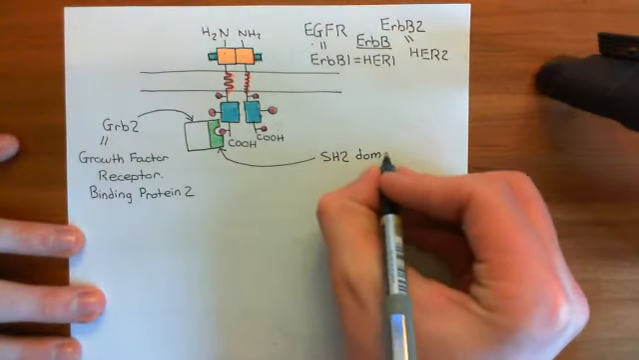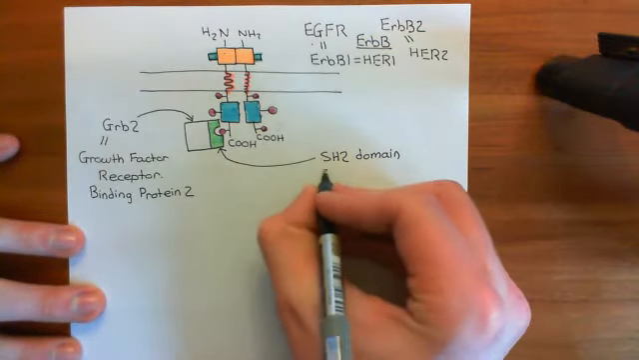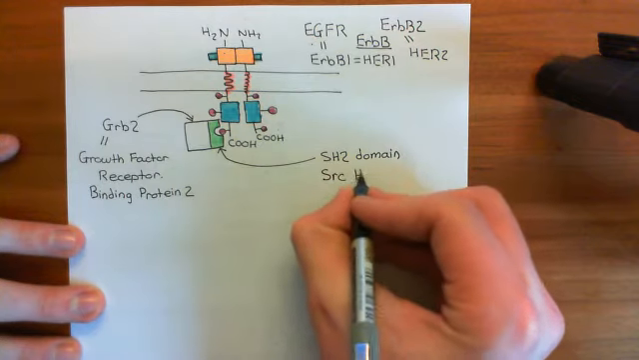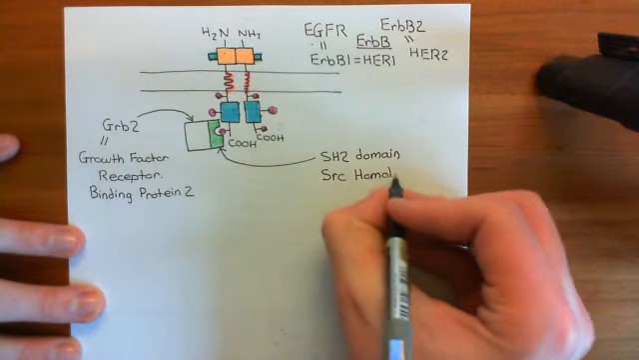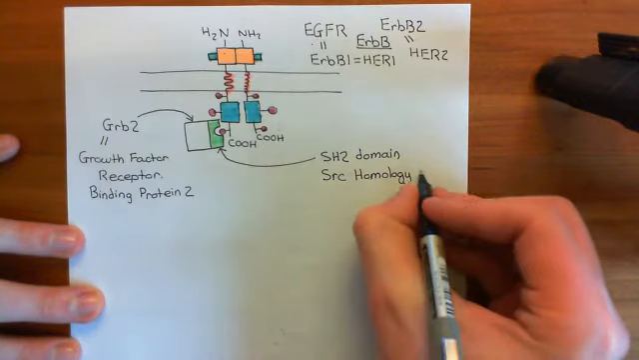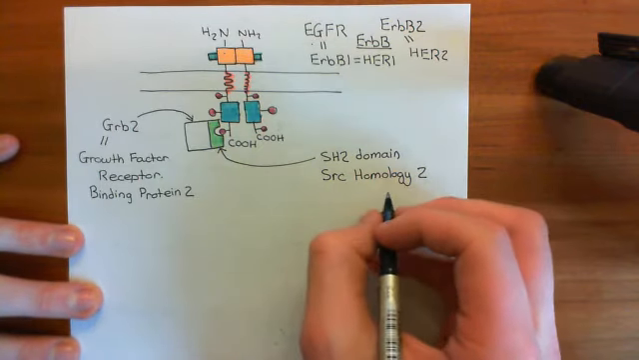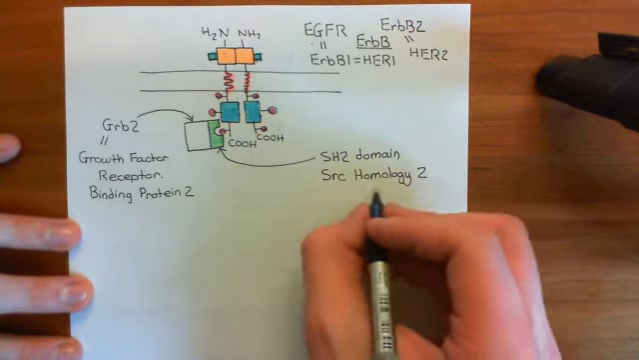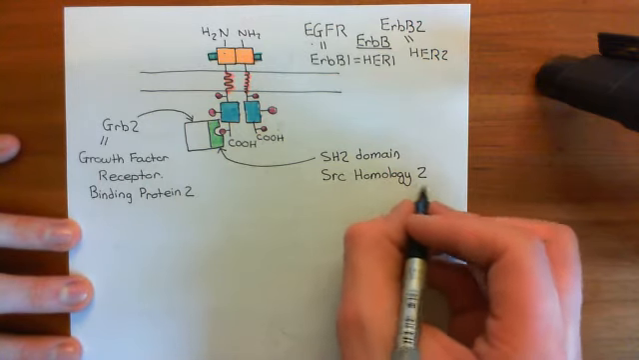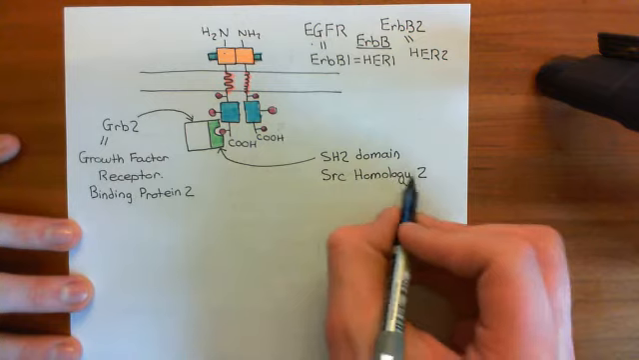Now, what does this stand for? This stands for Src homology. So the S is for Src, the H is for homology, and then the 2 is for 2. So Src homology 2 domain. Often people will read it instead as Src homology domain 2 rather than Src homology 2 domain.